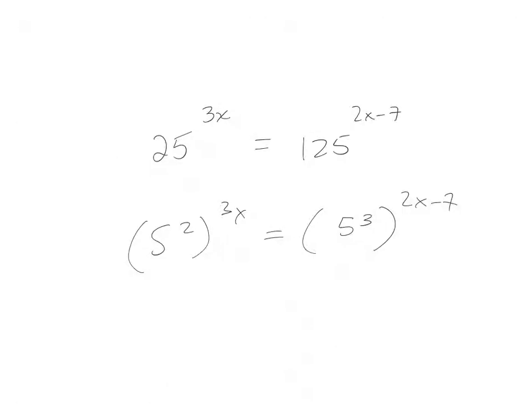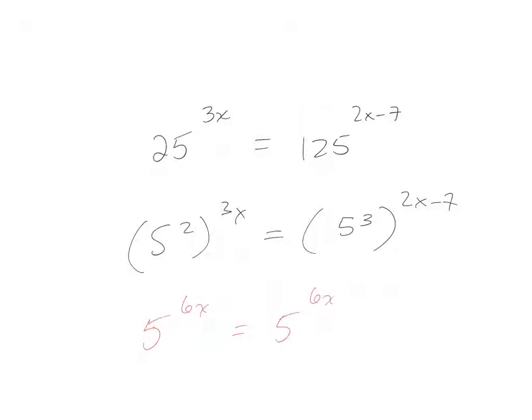Now, what's my rule? What rule do I apply at this point? Somebody besides Hannah, she started this off. There's a rule that's applicable here. Yeah, Max. Tristan, go for it. You multiply exponents. Multiply exponents, good. So you go 5 to the 6x, and then you go 5 to the 6x minus 21.